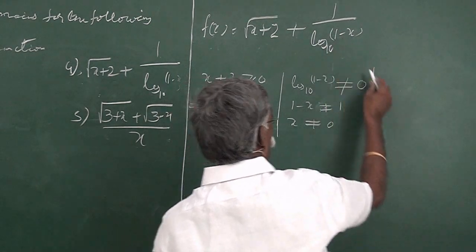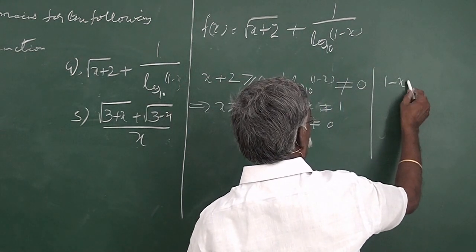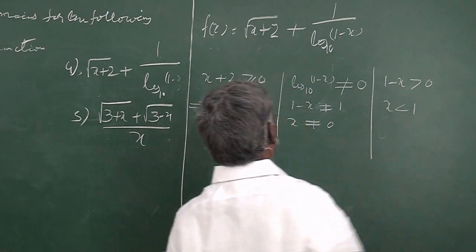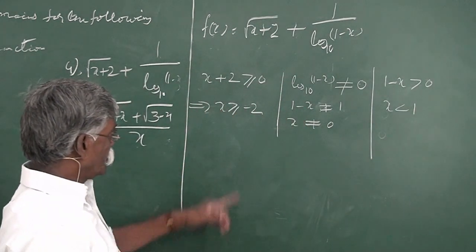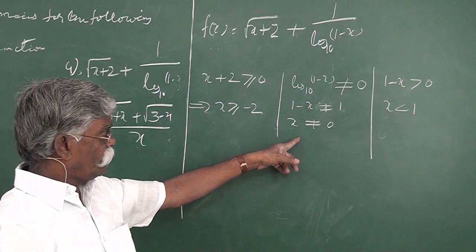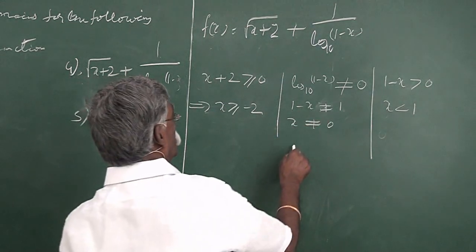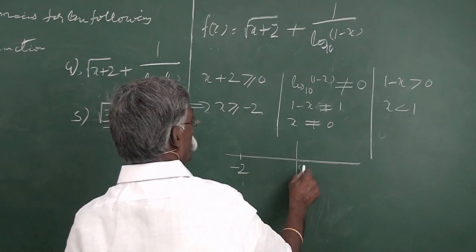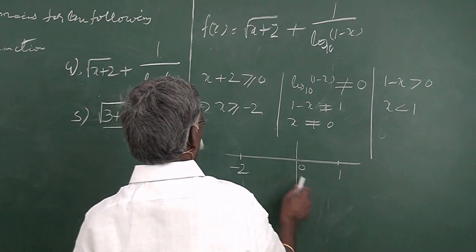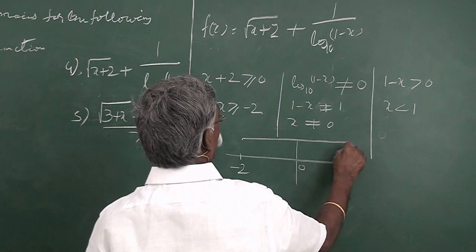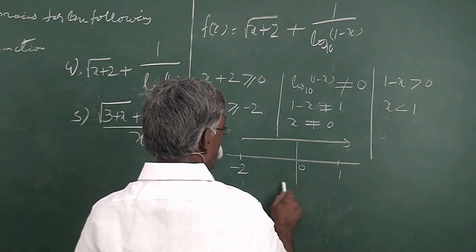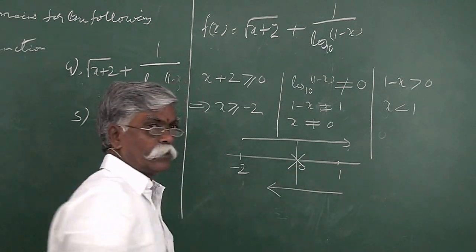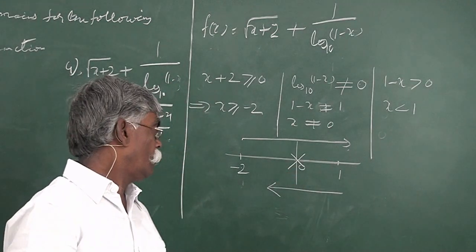The next one is 1 minus x is within the logarithm, therefore 1 minus x is greater than 0. X is less than 1. So here it is greater than or equal to minus 2, here it is not equal to 0, and there it is less than 1. If you have minus 2 here, 0 here, and 1 here, this should be greater than or equal to, and this is less than 1, and 0 is not valid.